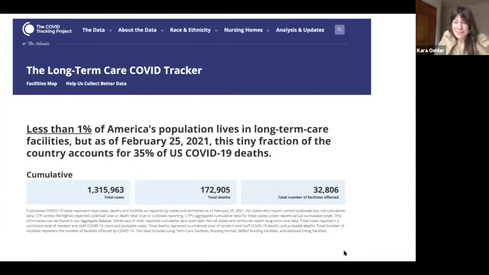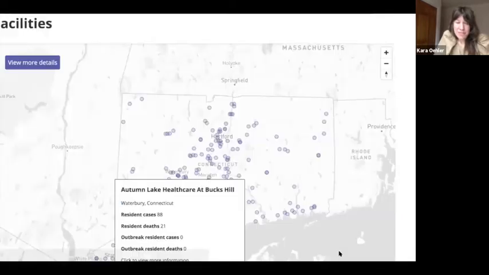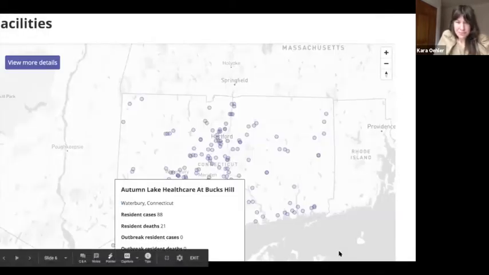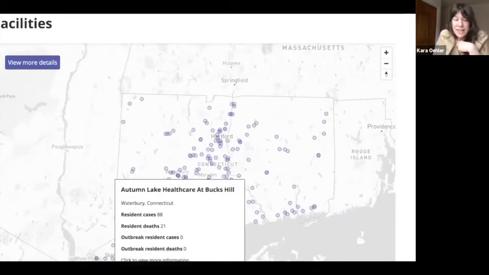Next slide. We gather data down to the facility level when available. This is a map that you can find on an individual state page on our site. The problem is not all states offer facility level data.